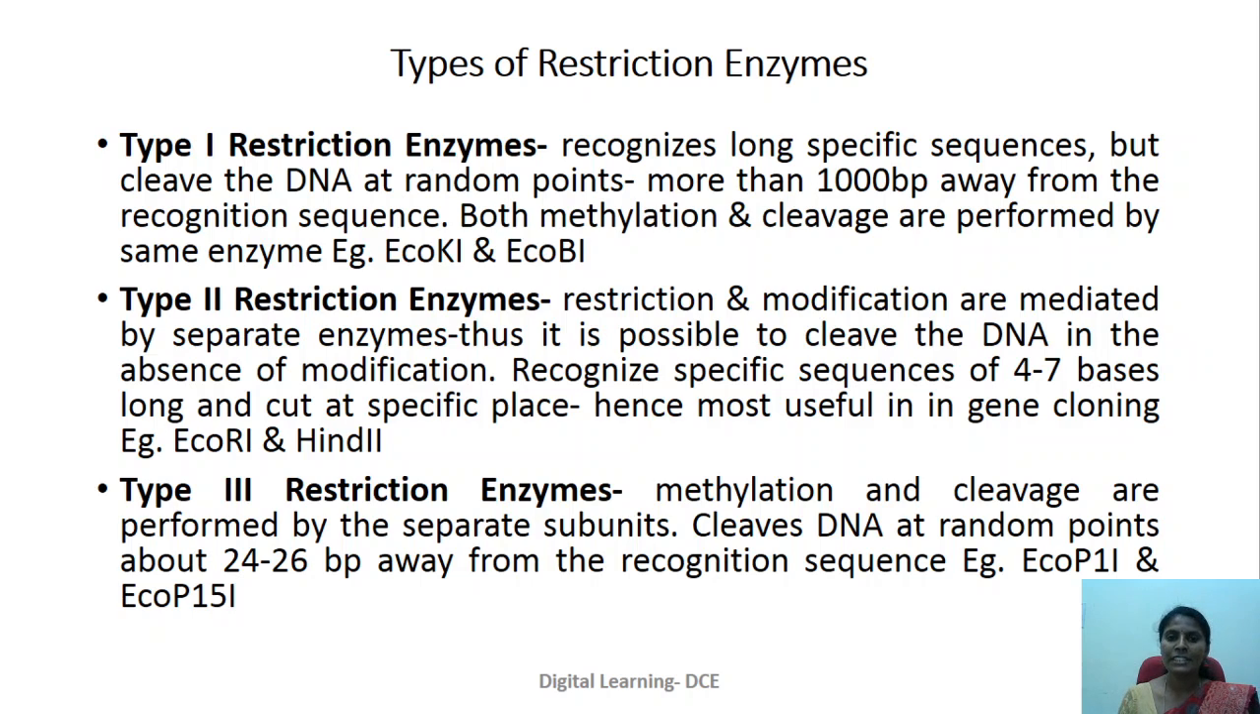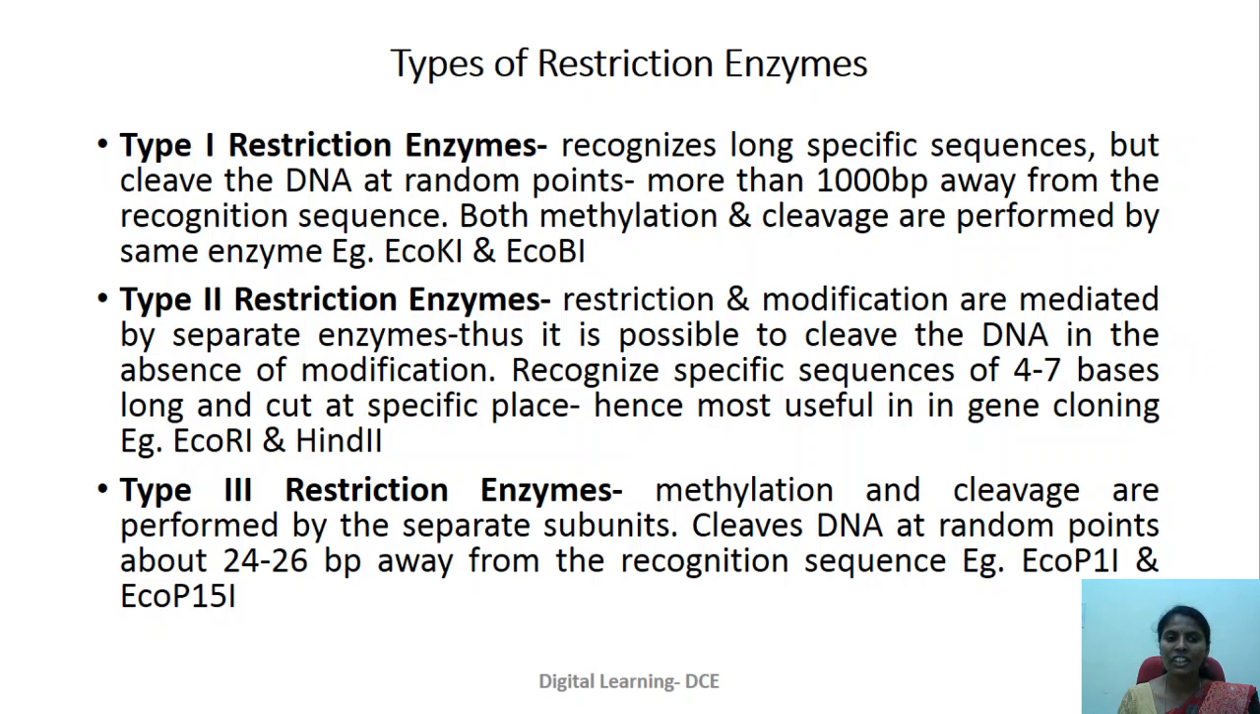Type 2 restriction enzymes, here restriction and modifications are mediated by separate subunits of enzymes. Thus, it is possible to cleave the DNA in the absence of modification. It recognizes specific sequences of 4 to 7 bases long and cuts at a specific place, hence most useful in gene cloning. EcoR1 and HindIII are the examples of type 2 restriction enzymes.